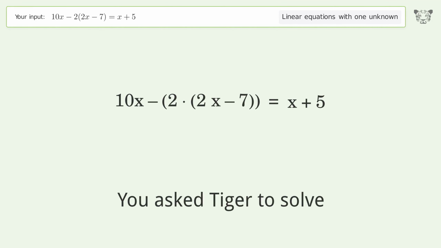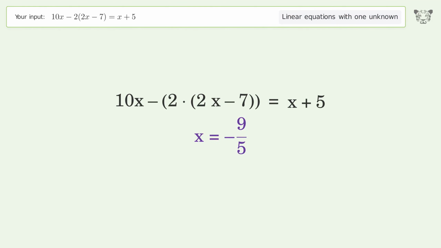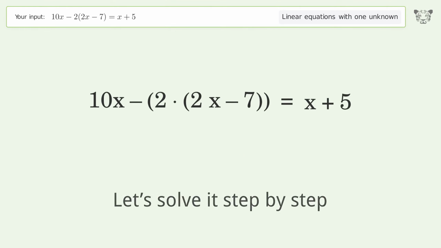You ask Tiger to solve this. This deals with linear equations with one unknown. The final result is x equals -9/5. Let's solve it step by step.